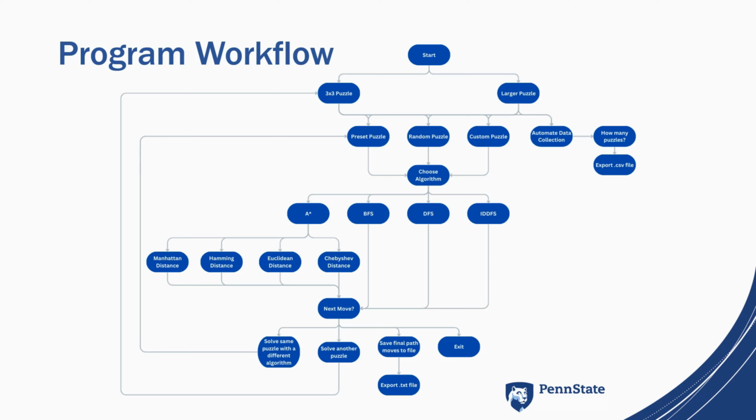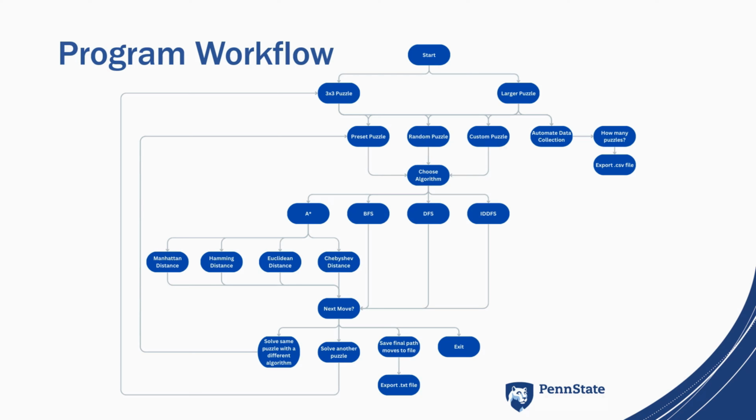At this stage, we are also given the option to automate data collection. If this option is chosen, the user will be asked how many puzzles to solve. The program will then automatically run through the number of puzzles defined by the user using all of the available algorithms and heuristics except depth-first search due to its inefficiency. A CSV file will then be created if it doesn't already exist, or if the file exists, the new results will be appended.